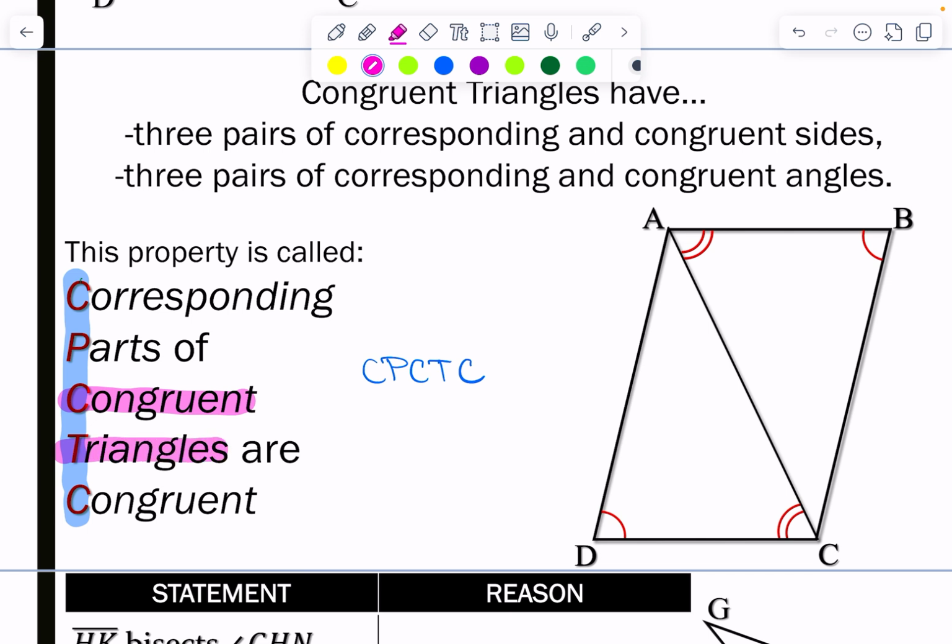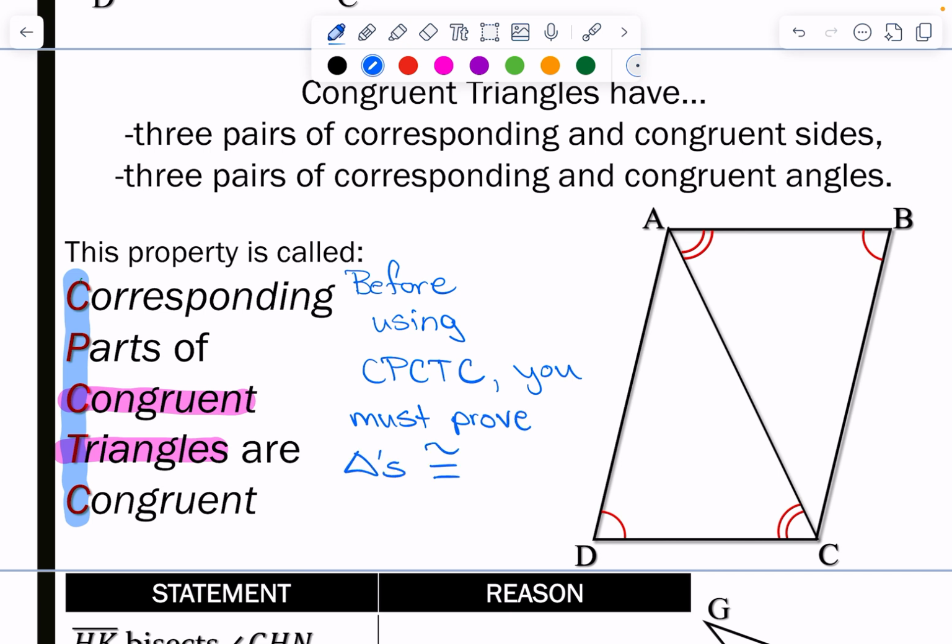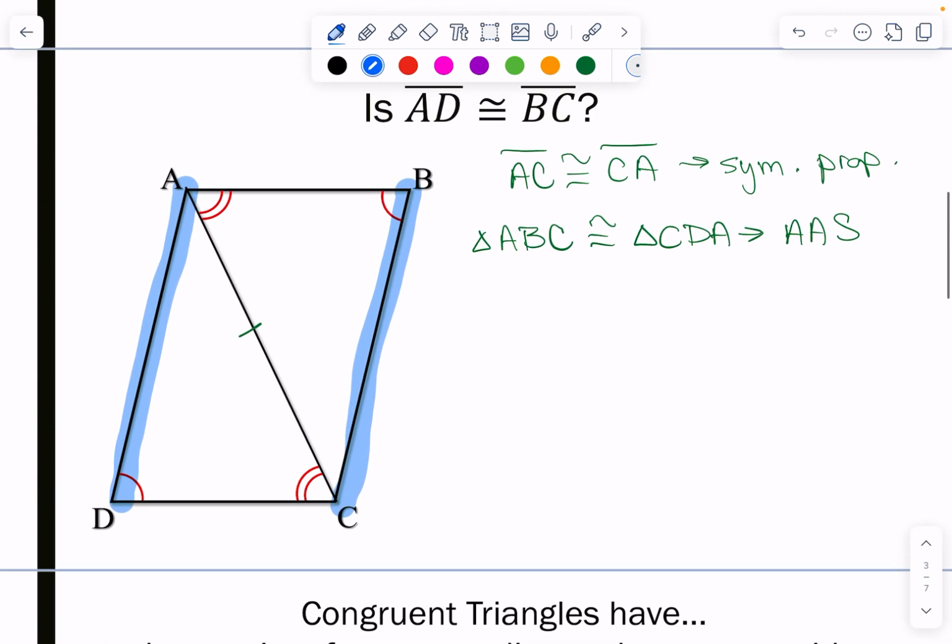Now, in order to be able to say that corresponding parts are congruent, you have to tell me that you have congruent triangles. So before using CPCTC, you must prove triangles are going to be congruent. Okay? So when we look back at this then, let's jump back to that first slide.